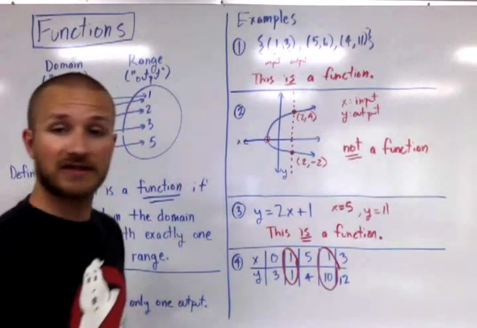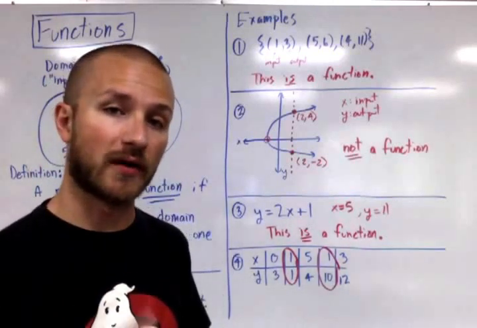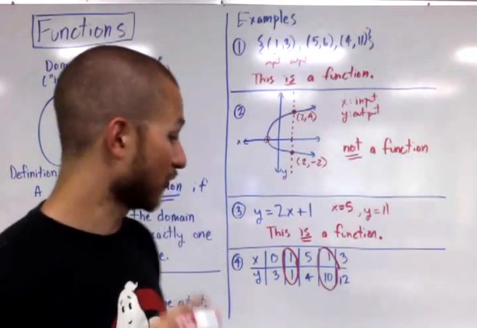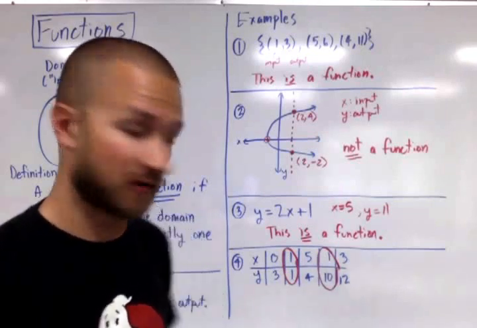Right. And we don't even need to look at the rest of the table here. I can tell from this point that there is one input, the number 1, which is associated with 2 different outputs, both 1 and 10. And that makes this one not a function.